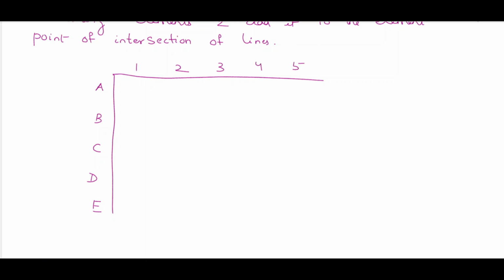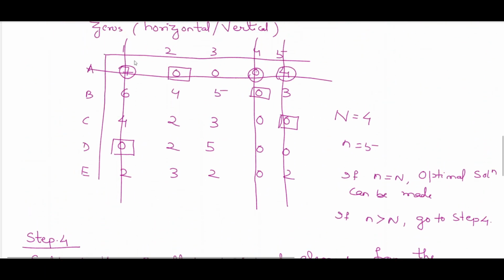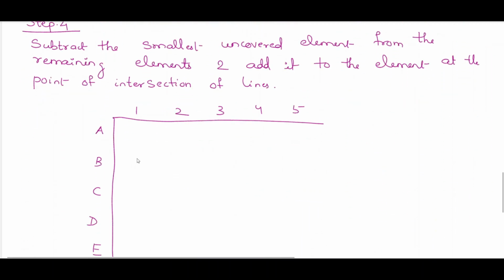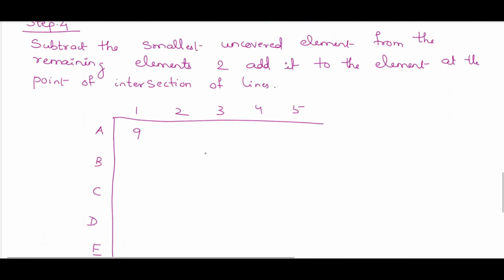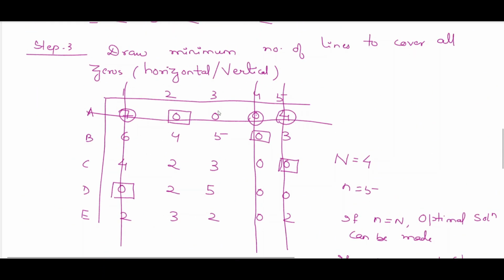So our minimum element is 2. So here the first one will be 7 plus 2, it will be 9. This 0 will remain as it is, and here also this 0 will remain as it is.